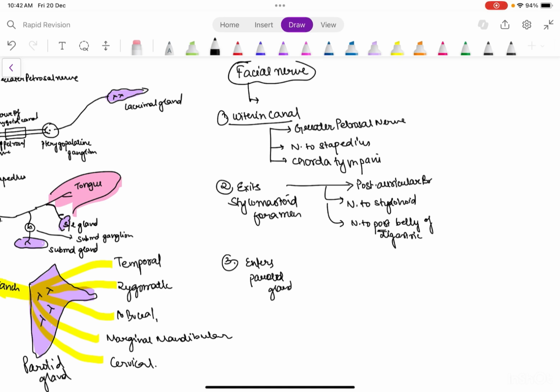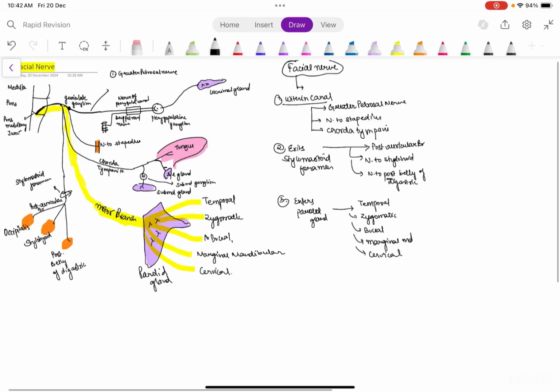Now there were five branches, right? Temporal, zygomatic, buccal, marginal mandibular, and cervical. So I hope I made the facial nerve easier for you to understand.